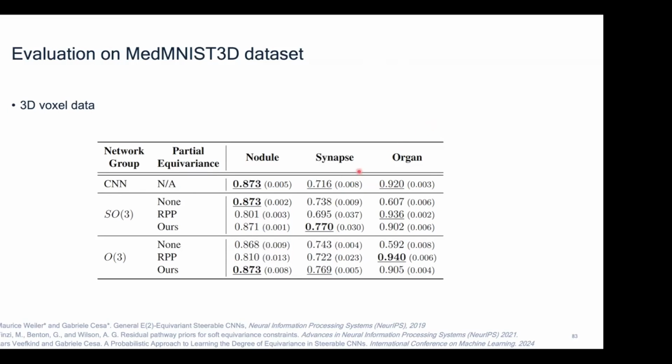In particular, on very symmetric datasets, we don't see a particular difference with normal equivariant networks. But on datasets like this Synapse, which is fairly symmetric but has a few non-symmetric relevant patterns, our method really outperforms a lot both standard CNNs and normal equivariant networks, but also other baselines like RPP, which has some learnable way of breaking equivariance.